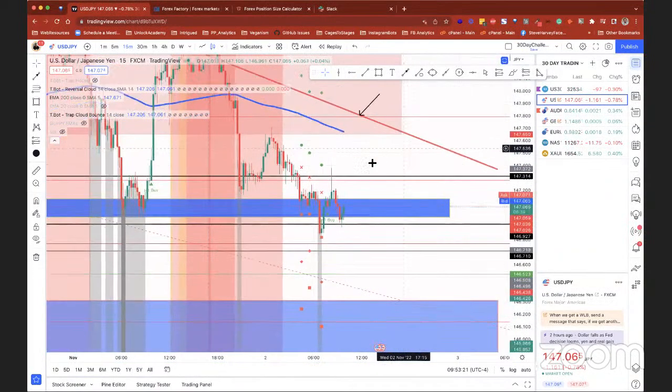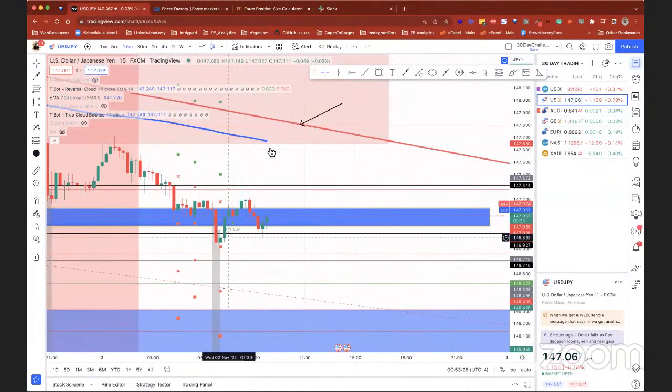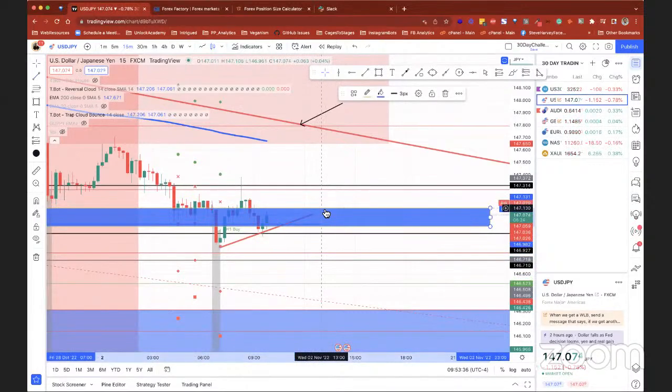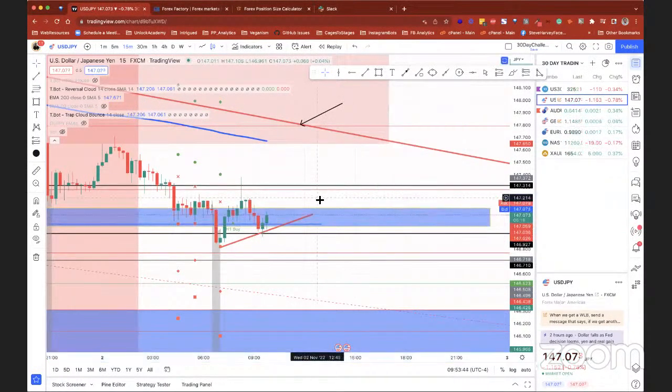So if you were to get into this, the better place would be down here at the bottom at a zone where right now, as we see, price is working its way up. So let me see if I can make this a little bit more transparent. There we go. Cool.